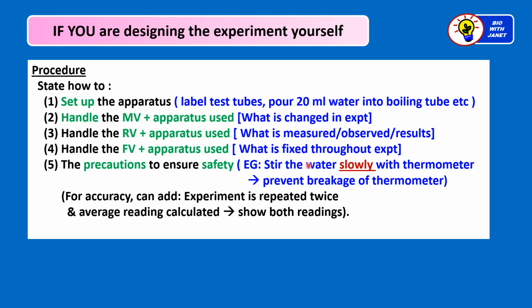So stir the water slowly and gently with the thermometer, if you need to stir the water during the energy value experiment. And there are other precautions for enzyme experiments and so forth, like you have to rinse the dropper after you test the mixture with the iodine test, to test for starch. You have to rinse the dropper every time so as to avoid contamination. All right. Now, for accuracy, you may add that the experiment is repeated twice and the average reading calculated, if you need to repeat the experiment, but you must show both readings in your table of results.